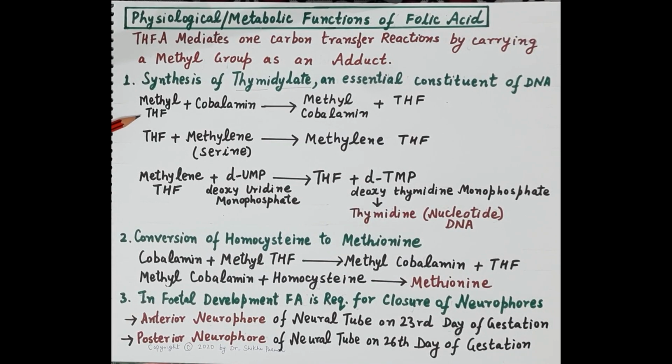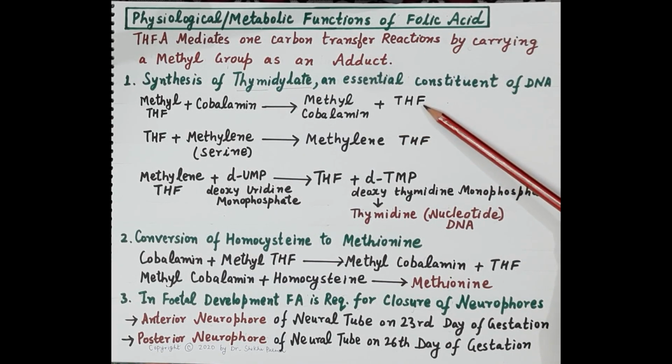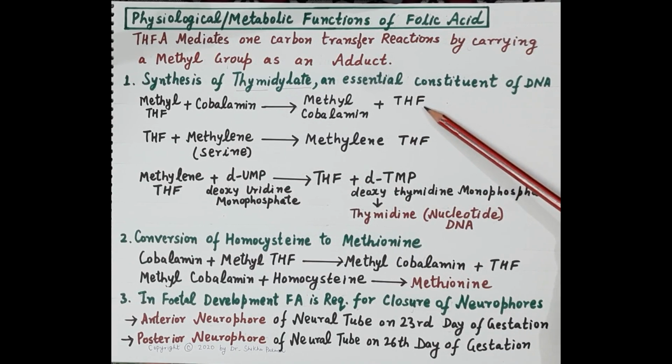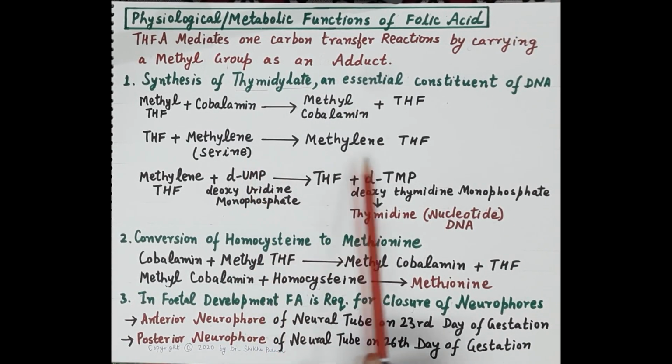DNA. Now, methyl tetrahydrofolate transfers the methyl group to cobalamin that results in the formation of methyl cobalamin, and tetrahydrofolate becomes free. Now, this tetrahydrofolate receives a methylene group from another amino acid, that is serine, and that results in the formation of methylene tetrahydrofolate.